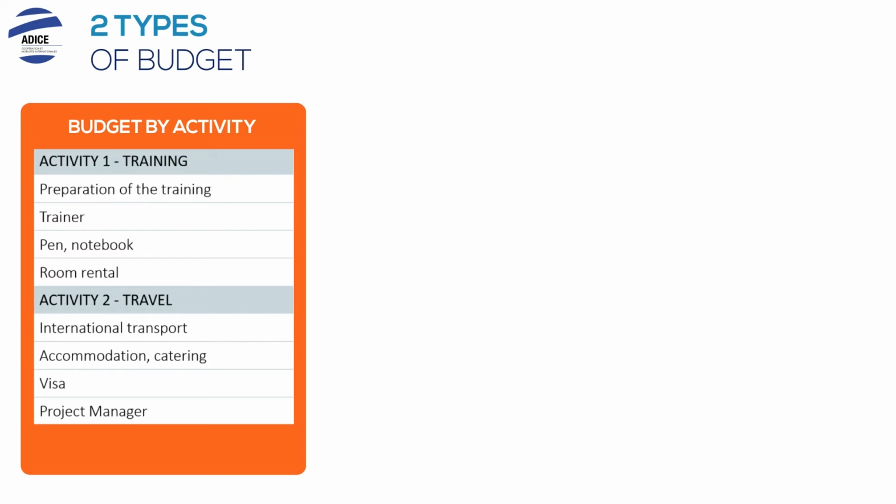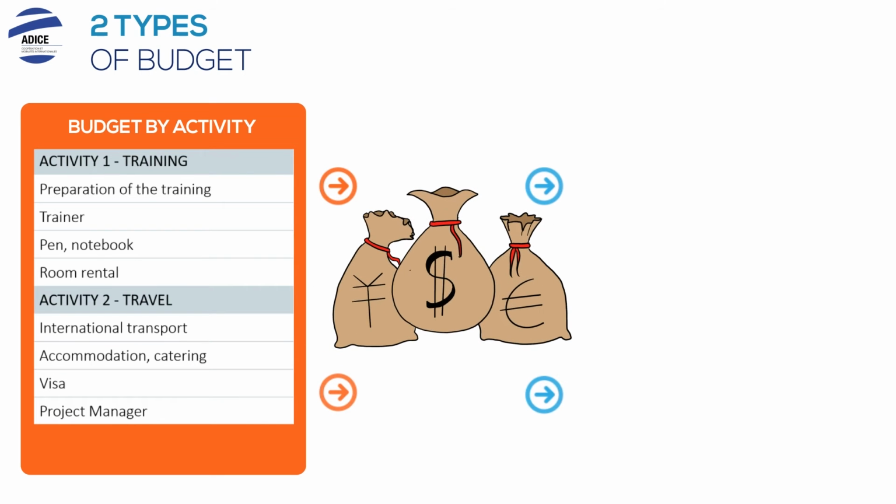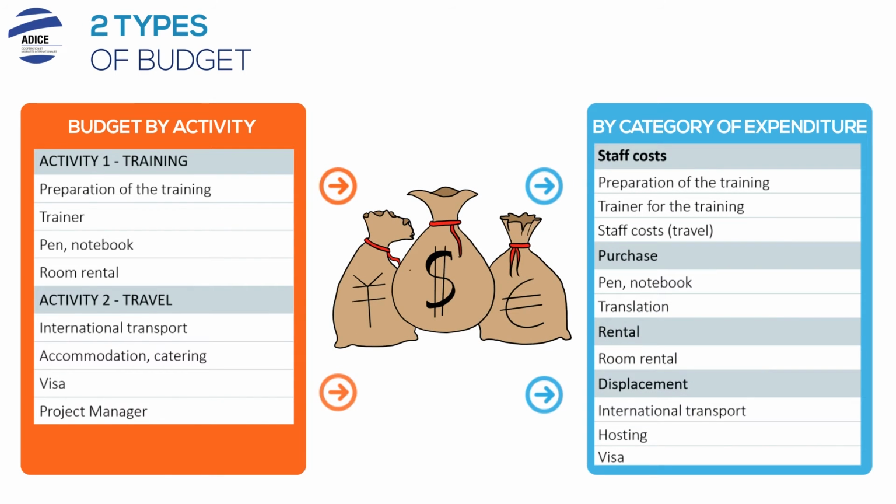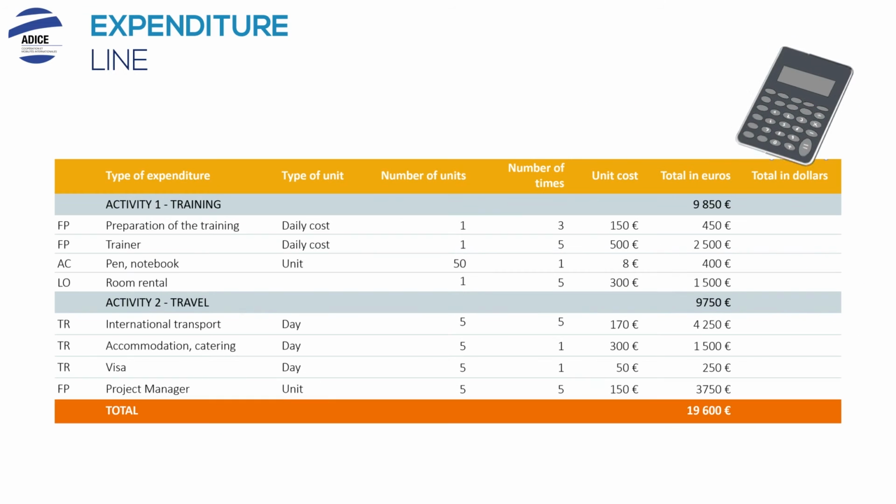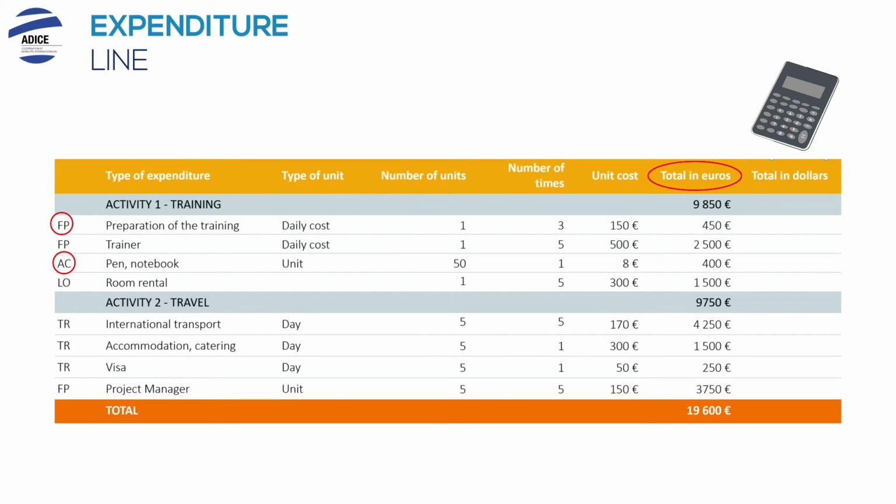The activity budget must now be transferred to the funder's form. To do this, codify your action budget. Fill in the type of expenditure from the funder form for each budget. For example, put the letters FP for all personnel costs and AC for purchases.